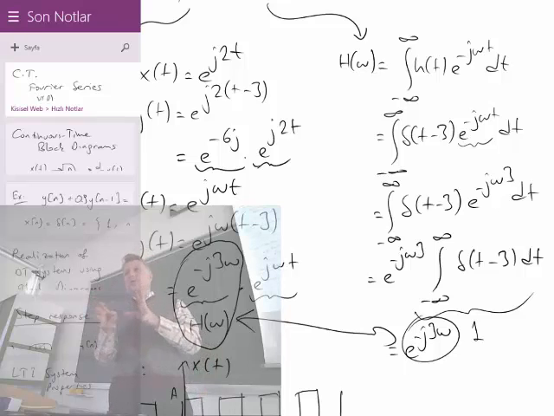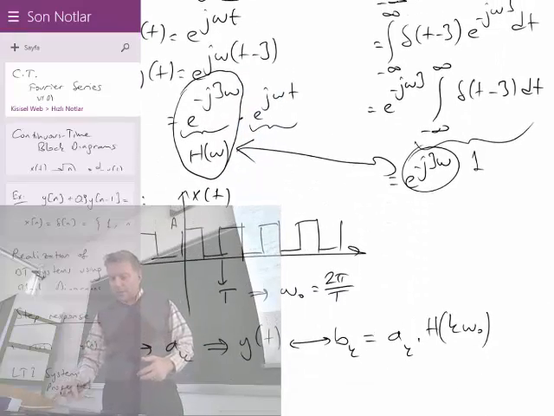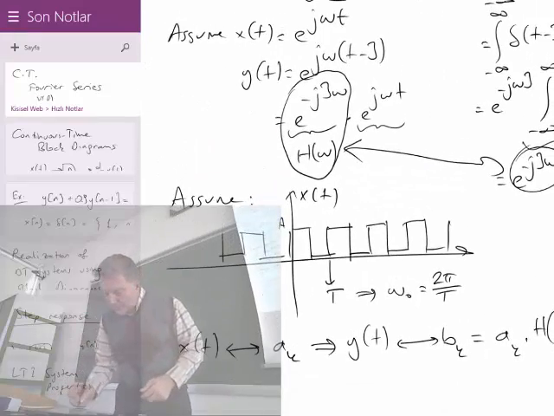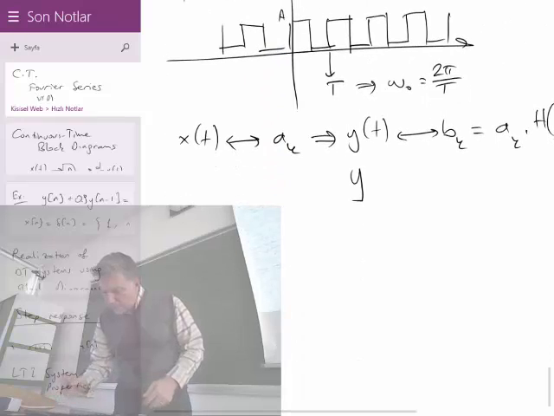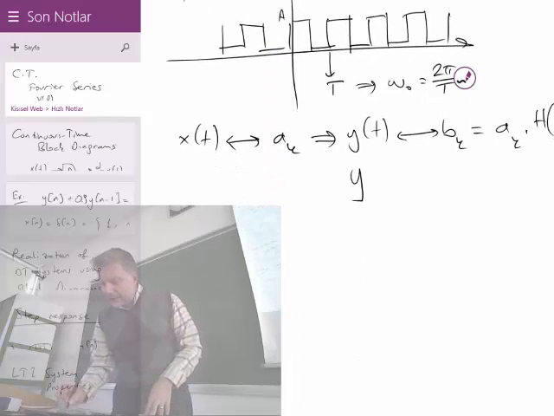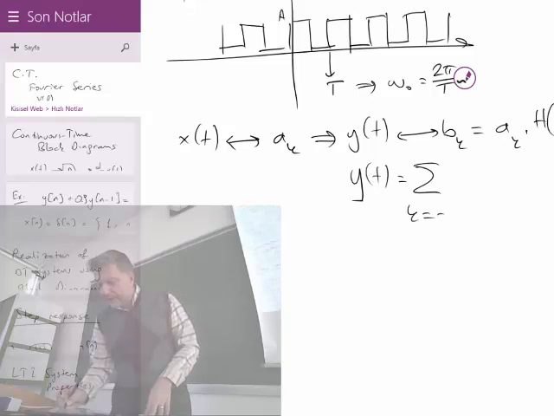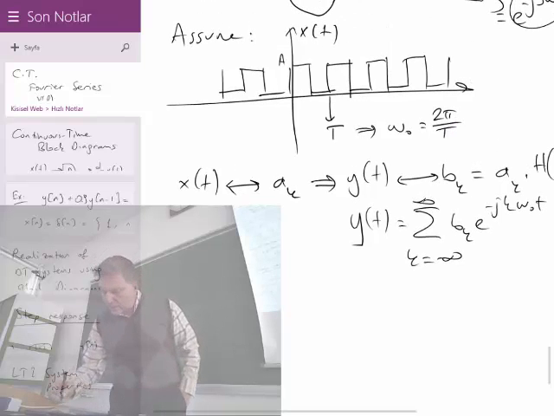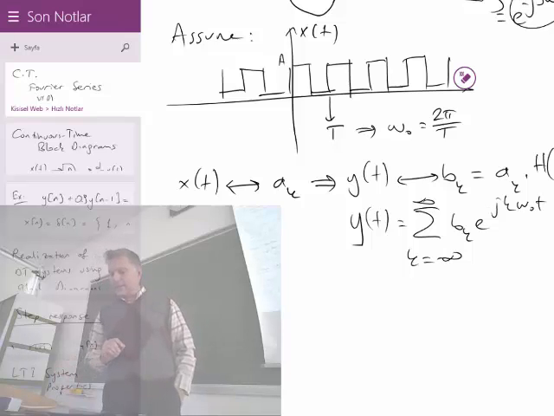And you will call the new coefficients BKs, for example. Then you will combine those coefficients with the corresponding frequency harmonics to say that the output y of t is a summation in this form. So y of t has Fourier series coefficients like this: y of t is equal to the summation over k from minus infinity to infinity of bk e to the j k omega 0 t. It's not minus, it's like this, plus.